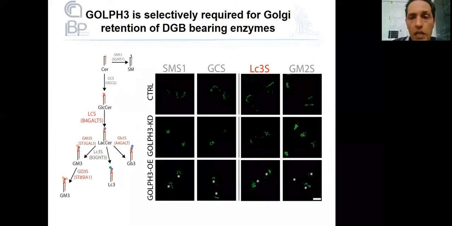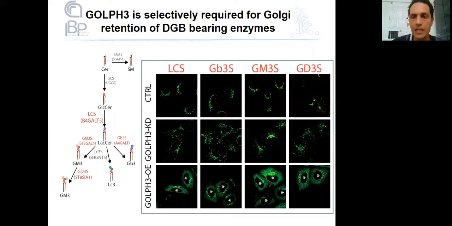So if you look at the enzymes that are deprived of the dual GOLPH3 binding motif, like sphingomyelin synthase 1, glucosylceramide synthase, LC3 synthase, and DM2 synthase, they are all insensitive to GOLPH3 expression level, meaning that they normally localize at the Golgi, and they remain there even upon knockdown or overexpression of GOLPH3.